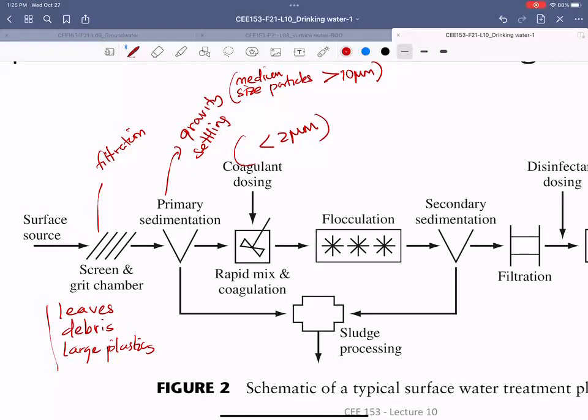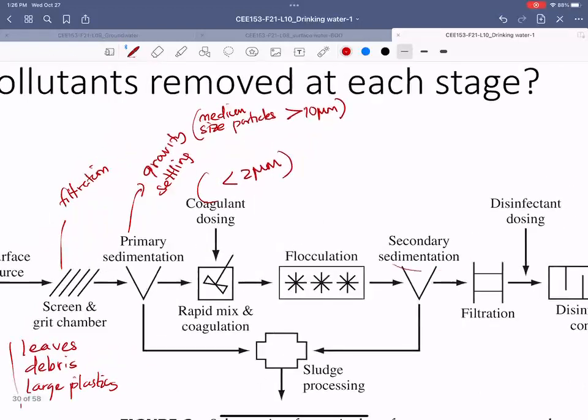So coagulation is basically making particles stick with each other, become heavier, they will settle. What happens is you add the coagulant dose, and then in the flocculation, they create flocs as they move together and find each other and create larger flocs. Flocs means large particles. As they become larger, they become heavier, and then it's easier to settle them down. That's why you have a secondary sedimentation, which allows you to settle the particles.